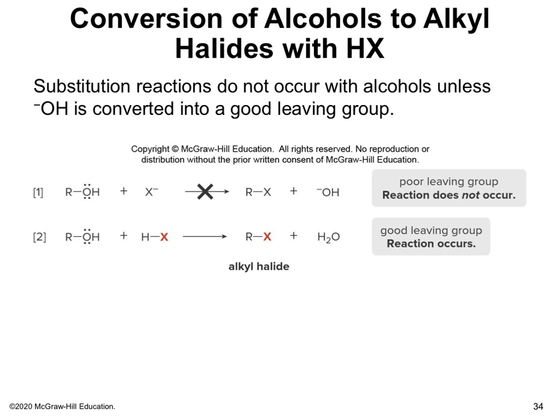Another way is to convert the OH into a different functional group. So this is just showing you once again, you take this and you react it with some kind of sodium chloride, right? And that's not going to happen. It does not occur. So one way you can convert the alcohol is to a different functional group.